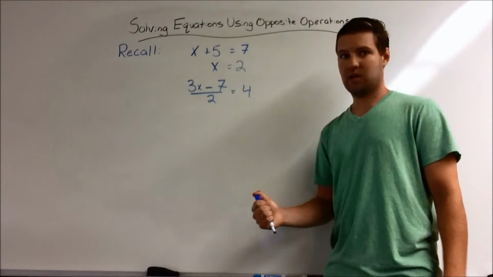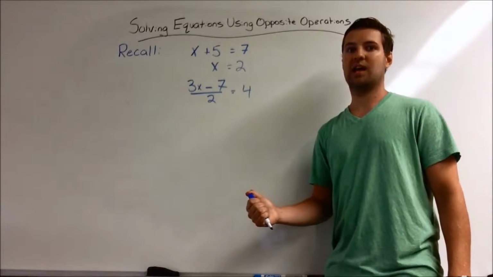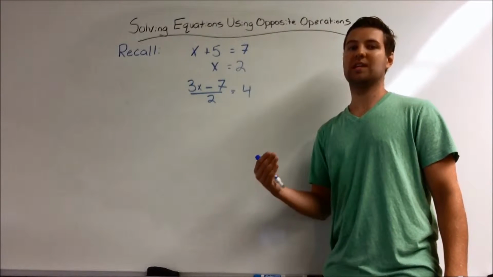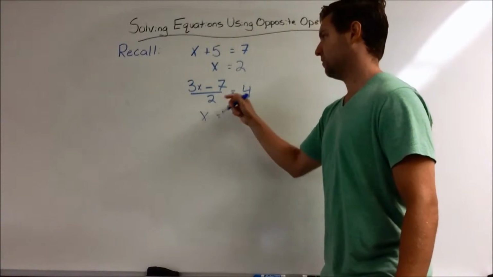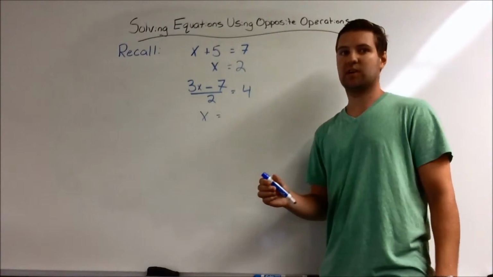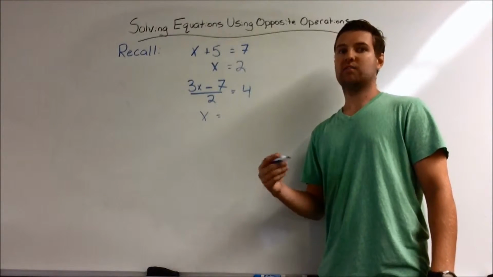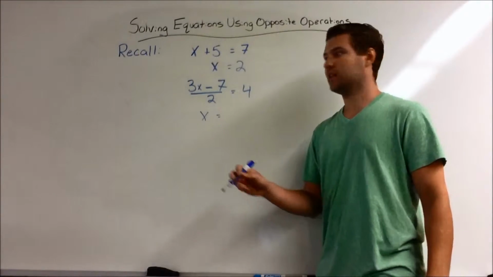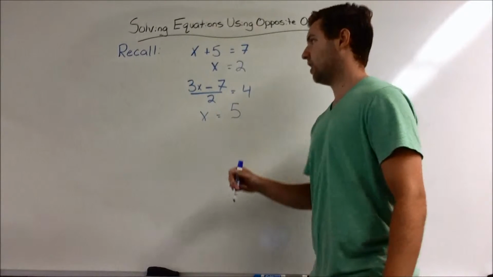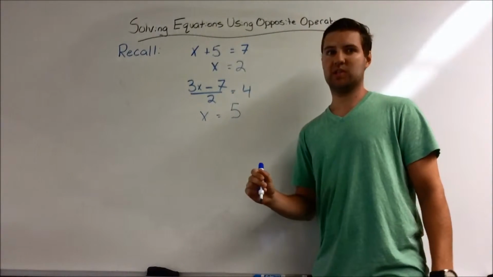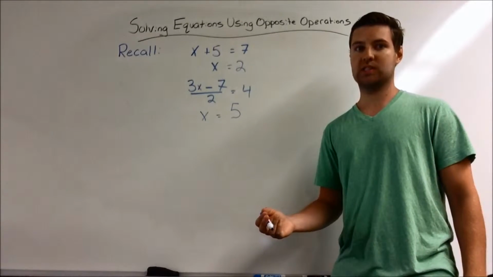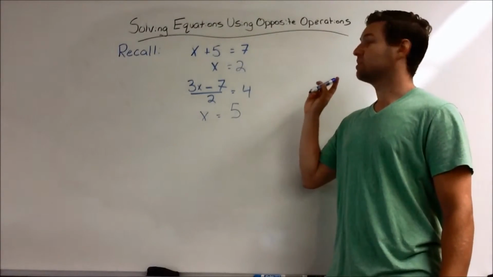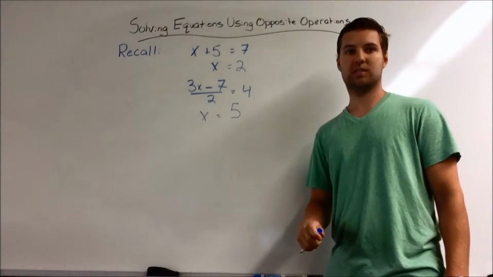But sometimes you can't look at an equation and know easily what the variable is. For example, this one, 3x minus 7 divided by 2 equals 4. It's very hard to look at this and realize that x is 5. In the case of these equations, solving by inspection is hard, and we need another way to solve equations. And the way we do that is by using something called opposite operations.